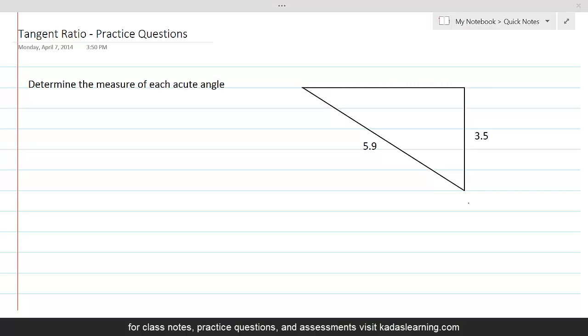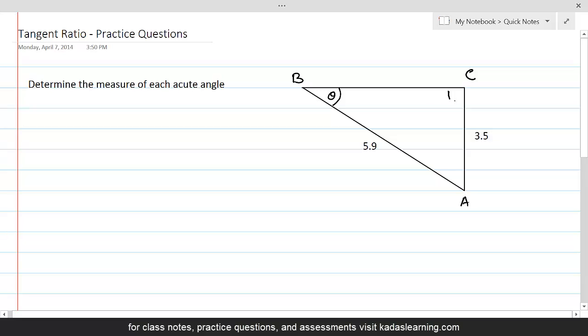In these couple of questions, we will find acute angles in the given triangles by using only tangent ratio. For this triangle, let us name it A, B, and C. We need to find out all the acute angles. Let's first say that this angle is named theta. We will first identify hypotenuse, opposite, and the adjacent.